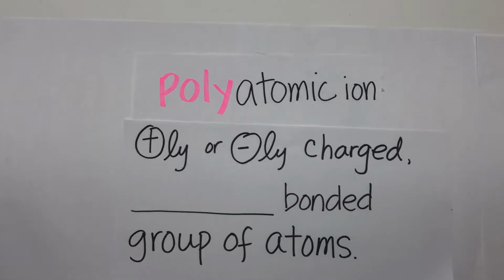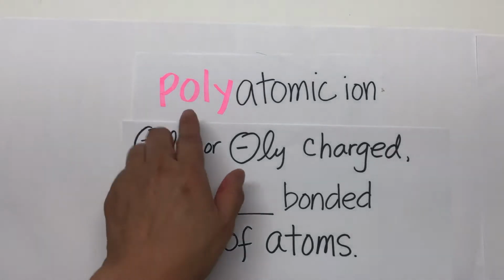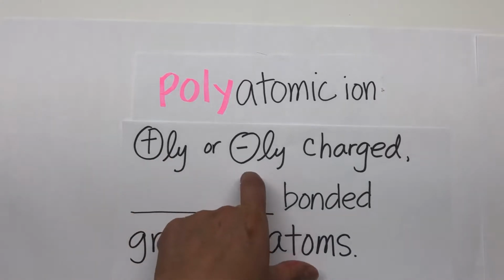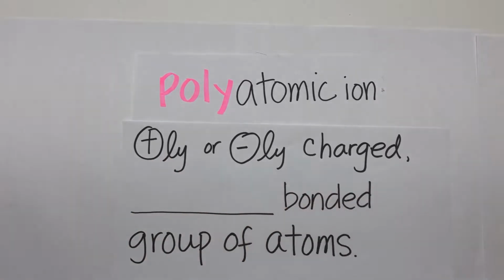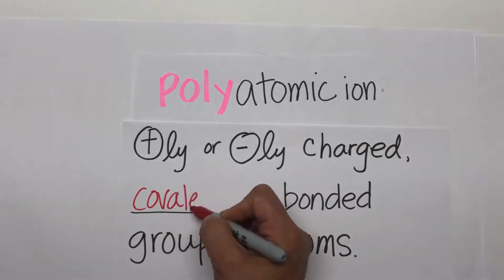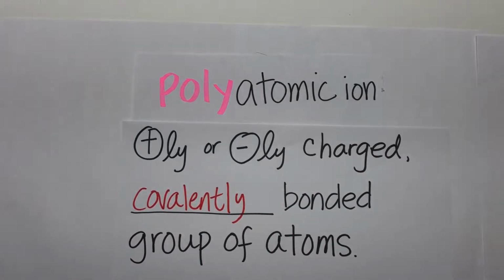And what they are is in your notebook on page 75. Okay, let's fill that in. What does it say? It says a polyatomic ion is positively or negatively charged. Although you see the word ion, this is covalently bonded. Covalently bonded. This will be on the test. It's very important. Group of atoms.